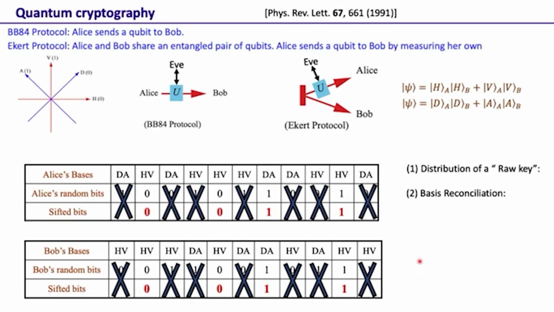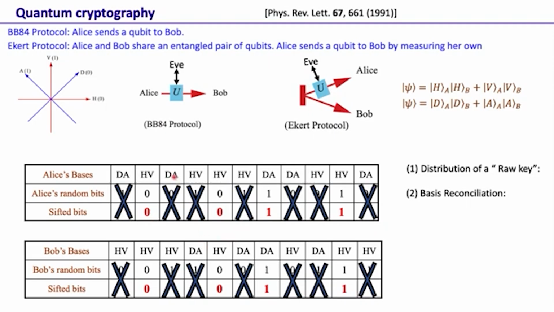So at the end of it, they have this string of bits 0, 0, 1, 1, that they know for sure. Of course, they never announce what exactly the bits are, but they know for sure that whichever instances they happen to choose the same basis, those measurement results would be perfectly correlated.